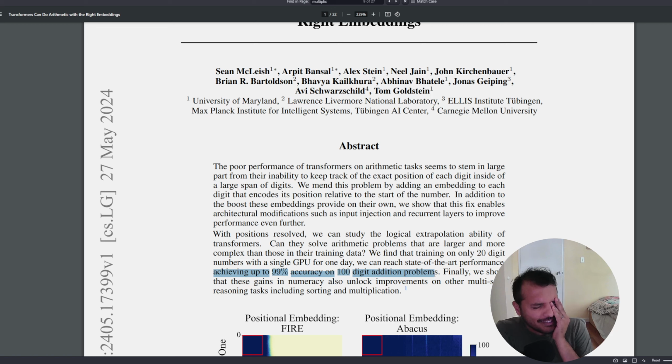And the trick is a very intuitive one, because language models don't have an intuitive understanding of the order of numbers. So let's say I have the number 42. 4 is in the tens place and 2 is in the ones place. That notion for digits is missing in a language model. It just sees them as tokens.